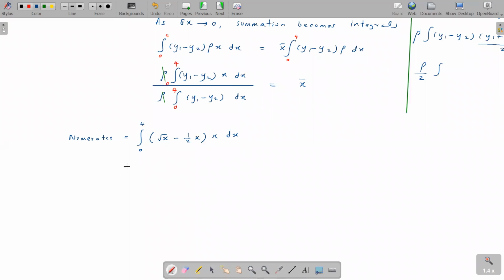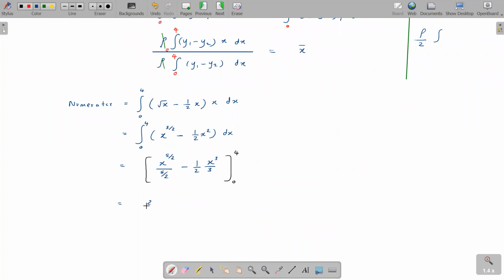Before you perform the integration, this is actually a P1 integration. So first you have to multiply inside. Root x into x is x to the power half into x is x to the power 3 over 2, minus half x into x is half x square, with respect to x. Limits are from 0 to 4. When you integrate, you add 1 to the power and divide. Half, x cubed divided by 3. Limits are from 0 to 4.